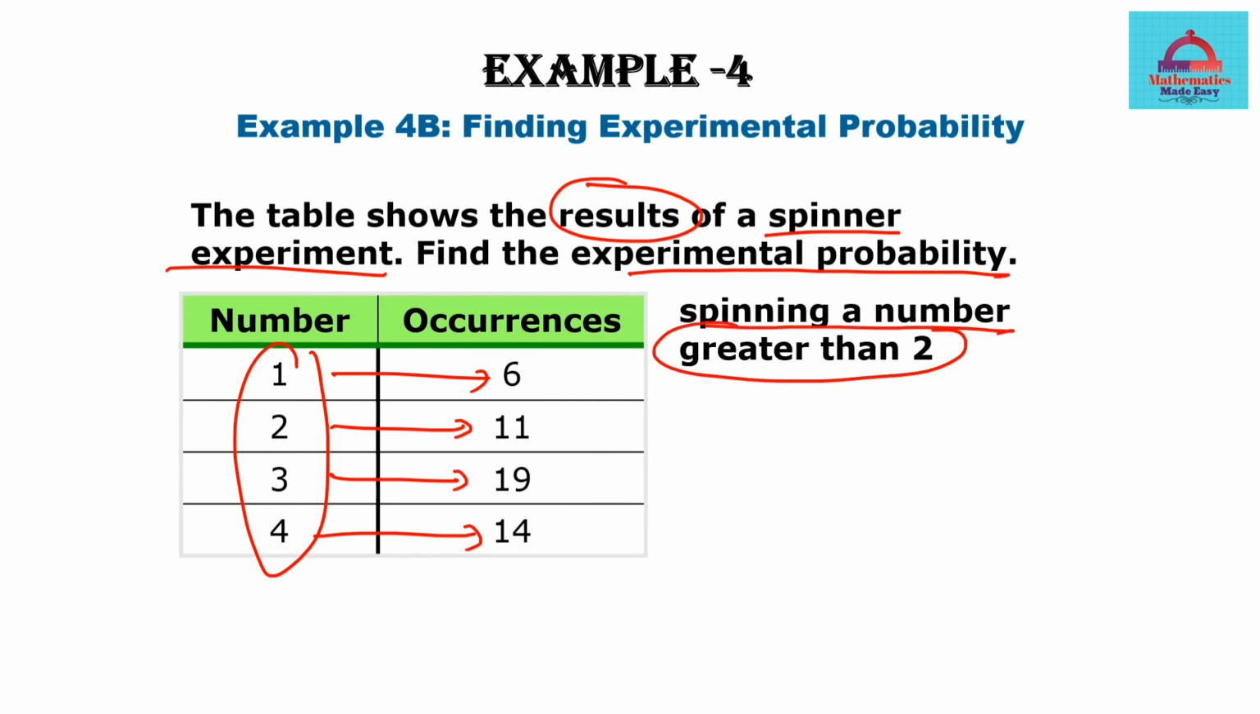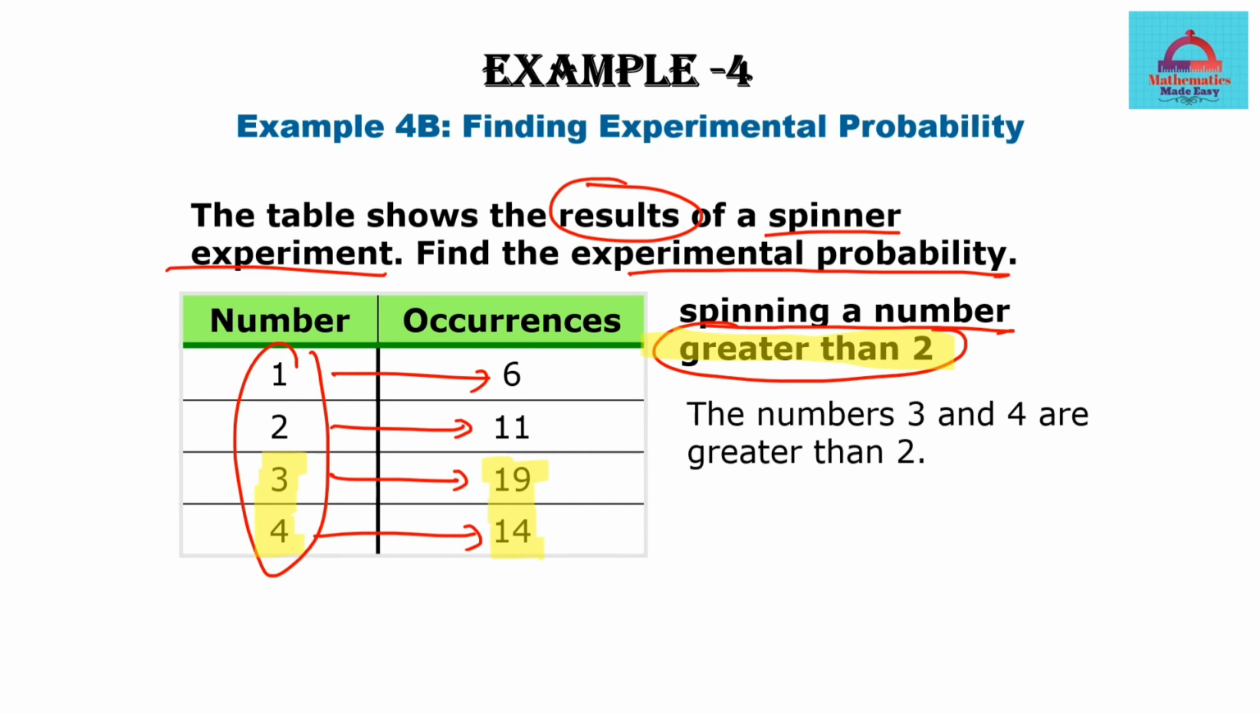That means we have more than one option. So let's go back to our highlighter and highlight. Greater than 2 means it has to be more than 2. That means it can be 3 or it can be 4. So the favorable outcomes would be here 19 plus 14. So you can do this addition, and the numbers which are greater than 2 we've already seen are 3 and 4. 3 is occurring 19 times, 4 is occurring 14 times.